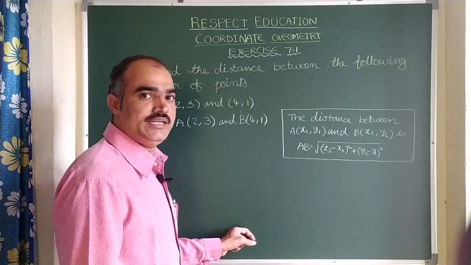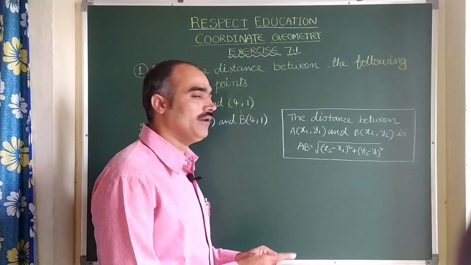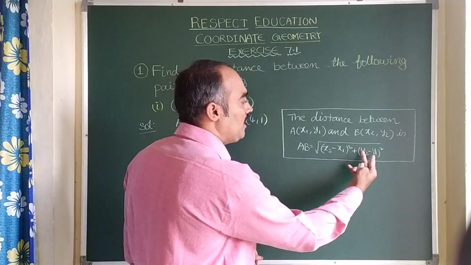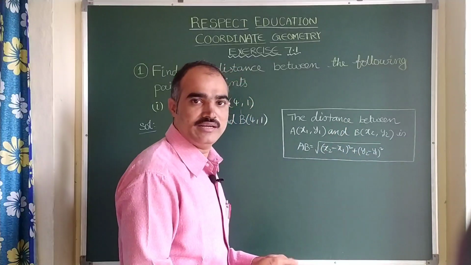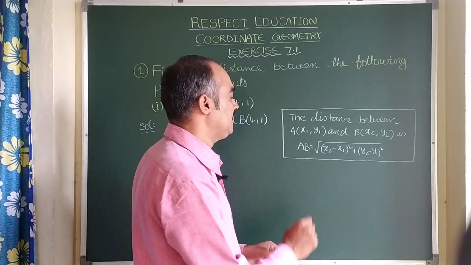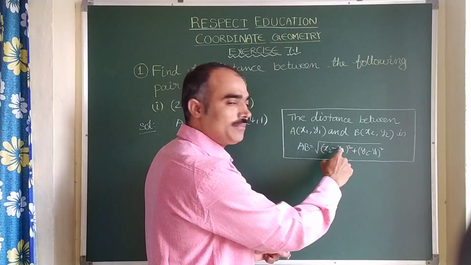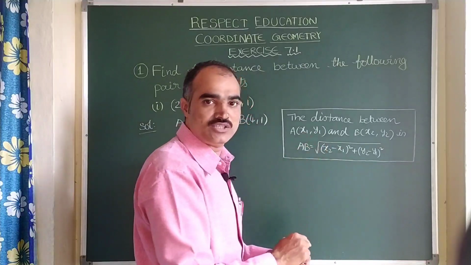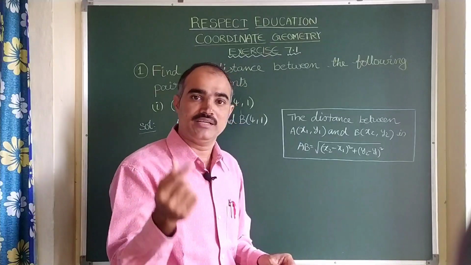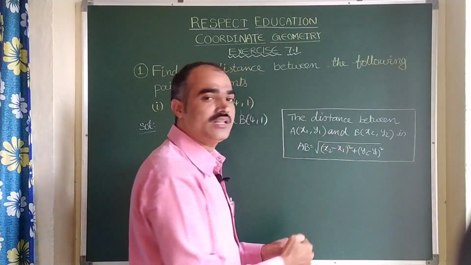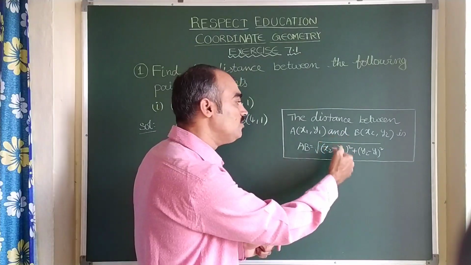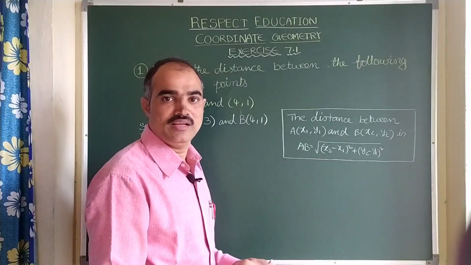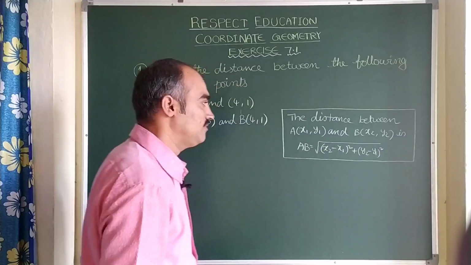In some textbooks it might be given as x1 minus x2 whole square plus y1 minus y2 whole square. It's not at all a mistake. If you subtract x2 minus x1 or x1 minus x2, the values may be different, but when you do squaring on them, the final value will be the same. I will tell you how it happens.